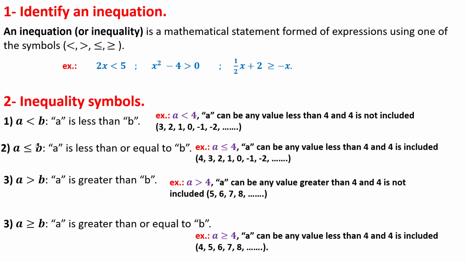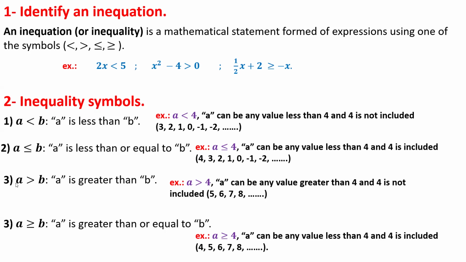Case number 2, A less than or equal B. So we read it, A is less than or equal to B. For example, A less than or equal 4. The values of A might be all the values less than 4, but since we have or equal, 4 is included between the values. So my values or my solutions of A start from 4, 3, 2, 1, 0, minus 1, minus 2, etc. till the end of negative numbers.